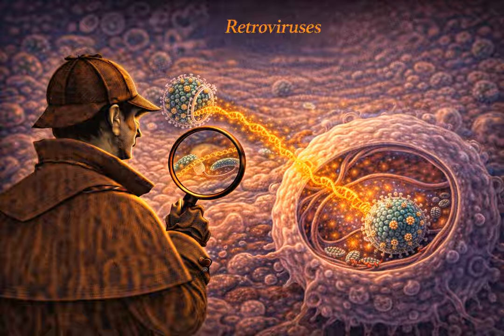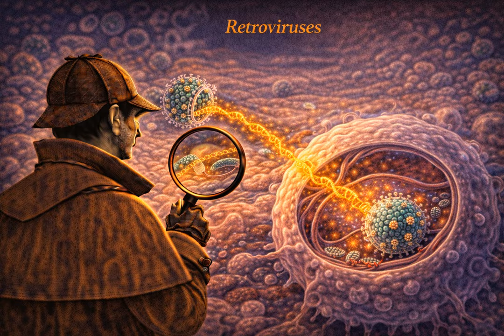Right. This mutation is found in about 1% of people of Northern European descent. The Berlin patient, Timothy Ray Brown, had leukemia and HIV. He received a bone marrow transplant to treat his leukemia from a donor who had this delta 32 mutation.